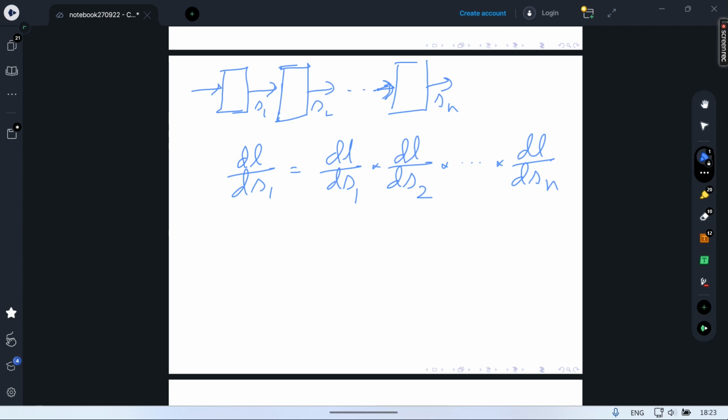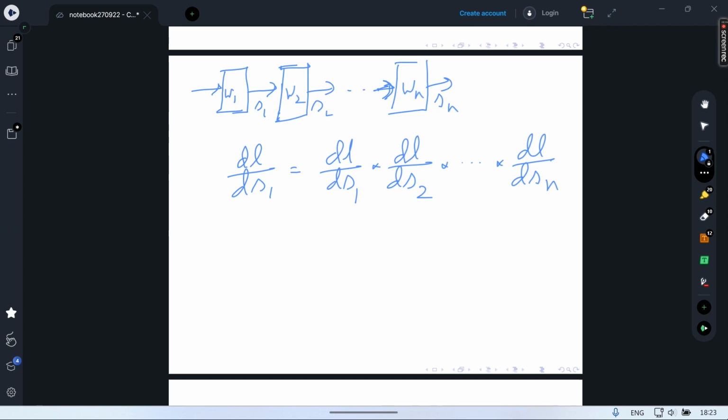Then what can be the problem? One problem is this. Say in some special case, I am considering a very simple example. Suppose the neural network consists of only fully connected layers. Say this is a fully connected layer parameterized by W1, this is W2, and in this way this is Wn. It consists of only fully connected layers, and the parameters of each fully connected layer are nothing but some matrix.